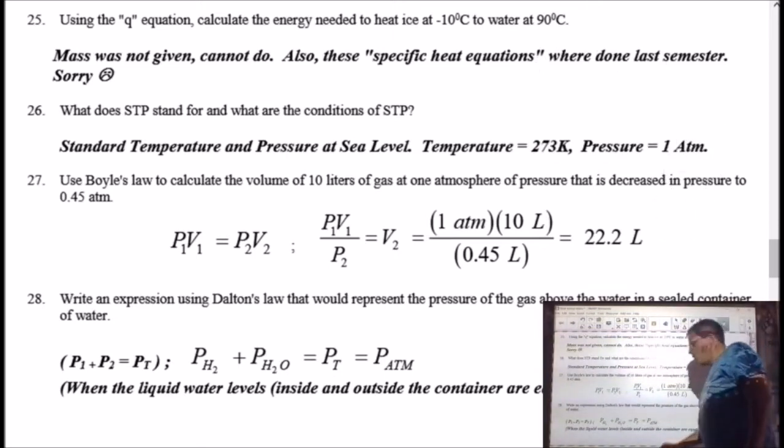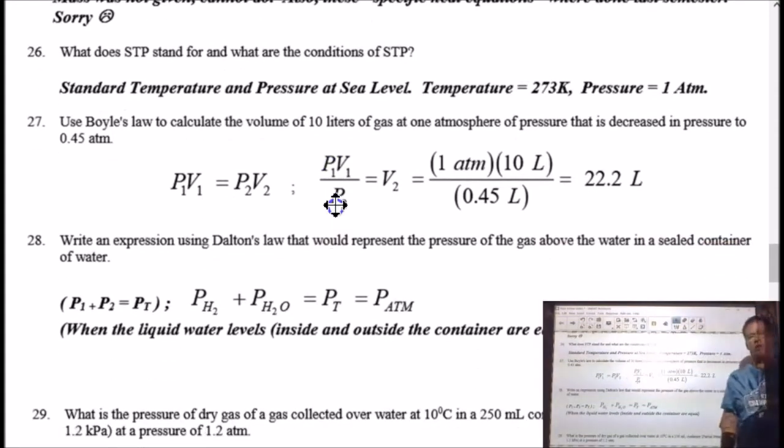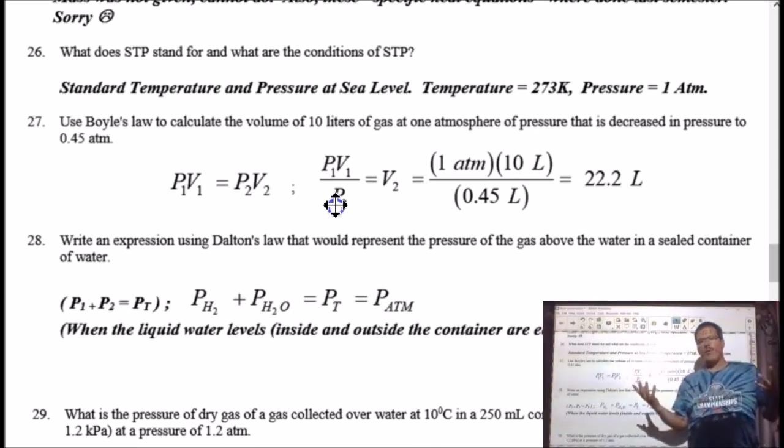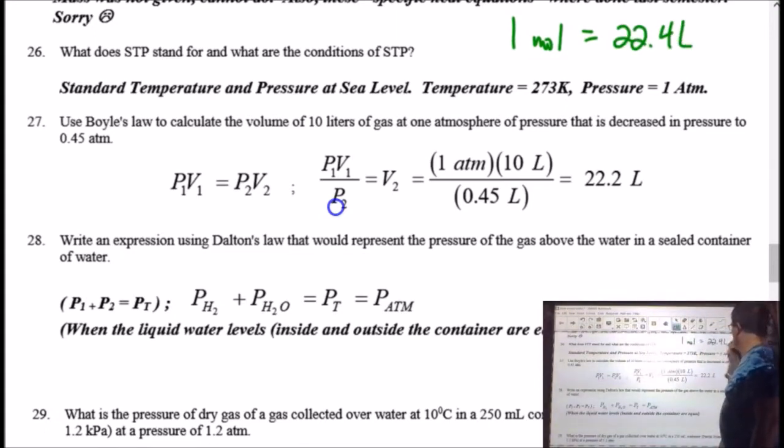All right, number 26. What does STP stand for, and what are the conditions for STP? STP stands for standard temperature and pressure, and the conditions are if you have 1 mole of a gas at 273 degrees Kelvin at a standard pressure, which is our atmospheric pressure, then it will result in a volume for that gas. If you had 1 mole of that gas, it would be 22.4 liters.